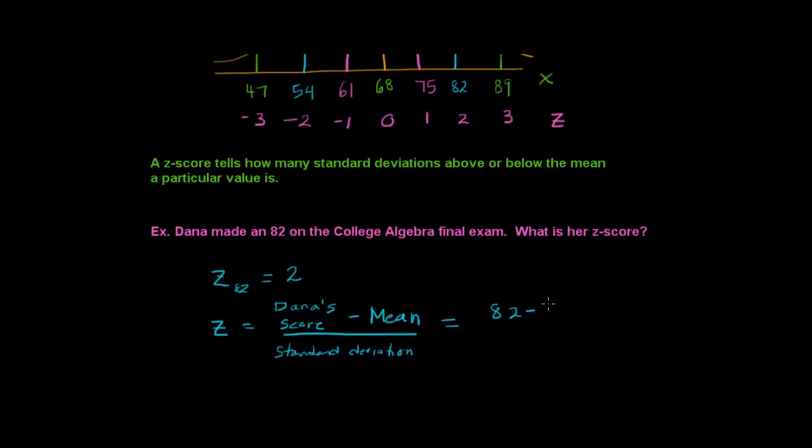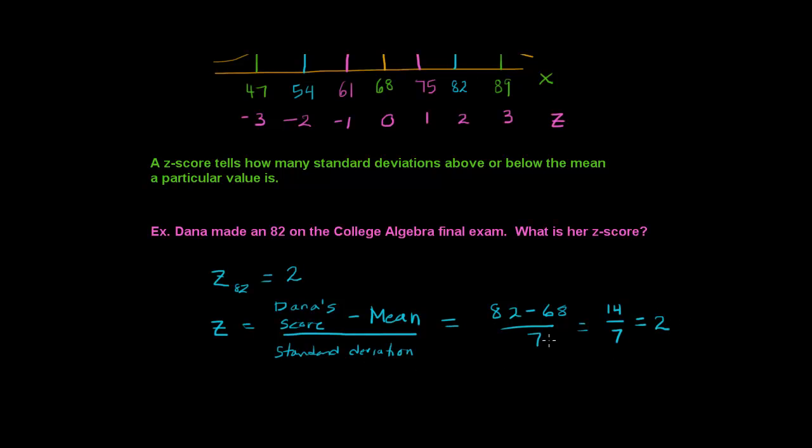So 82 minus 68 divided by 7. So the difference between the two was 14. Dana was 14 points above the mean. How many standard deviations above the mean? We'll divide by the standard deviation, and there we get the 2.